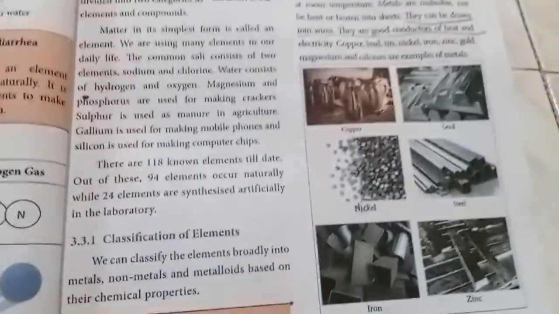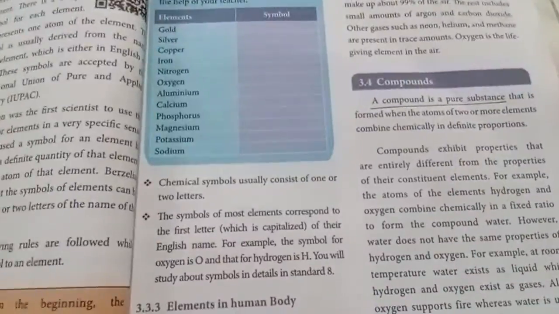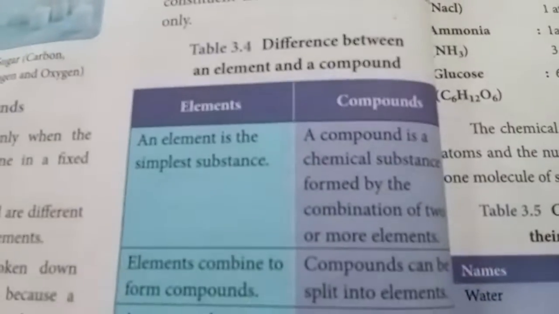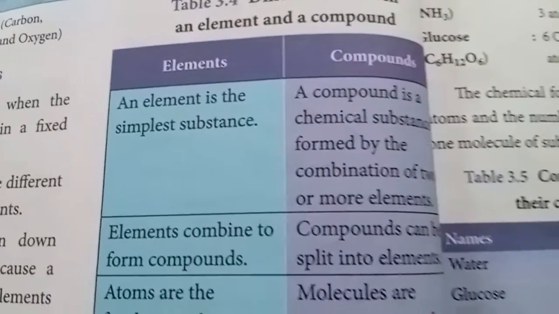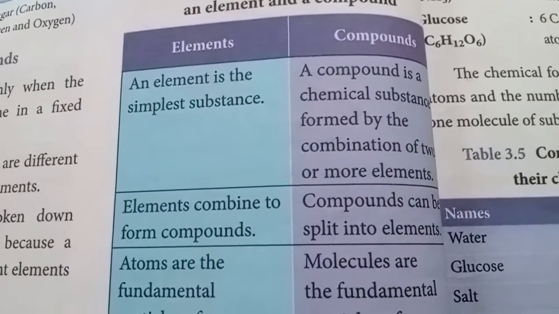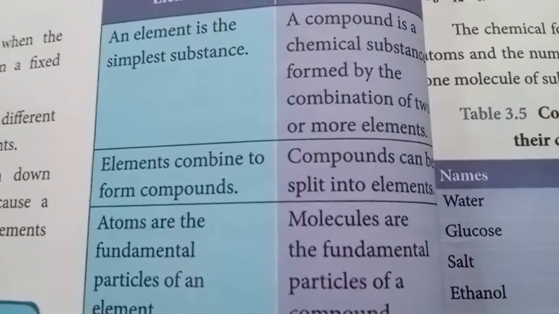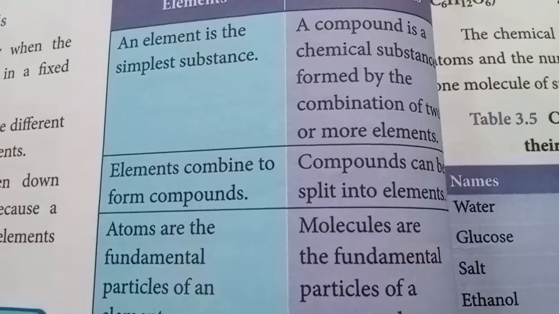Okay, so lots of things. So what are the differences between an element and a compound? An element is the simplest substance. A compound is a chemical substance. It's a combination of two or more elements. Elements combine to form compounds. Compounds can be split into elements.